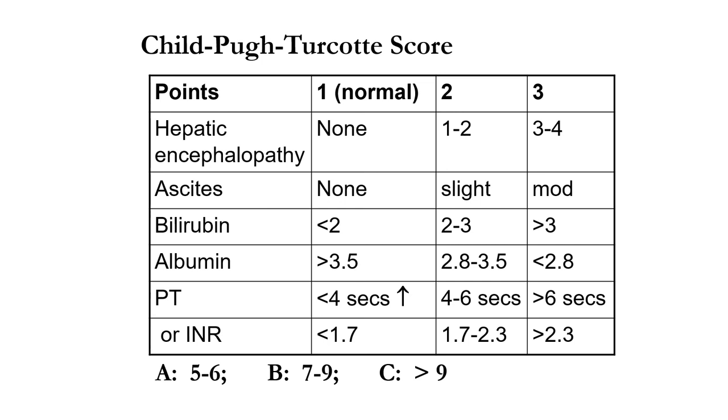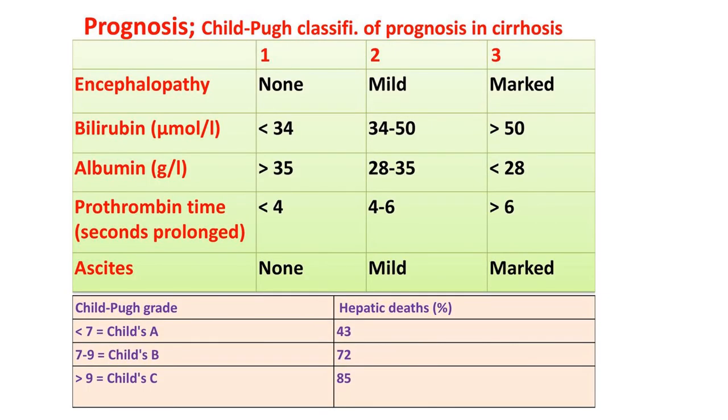We classify cirrhotic patients with the help of the Child-Pugh-Turcotte score. This is on your screen. So A is 5 to 6, B is 7 to 9, and C is more than 9. This is basically the survival score while the patient has cirrhosis, depending upon these parameters. If it is Child-Pugh grade A, then the hepatic deaths per annum is 43%. If Child B, it is 72%, and if Child C, it is 85%.